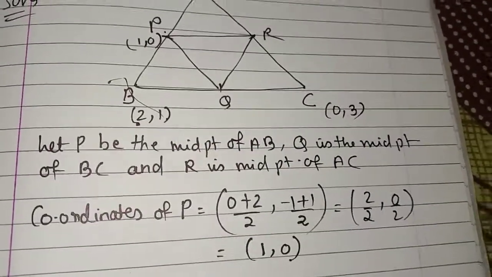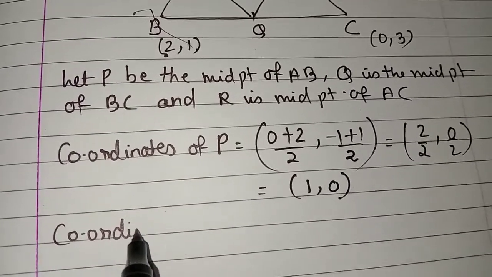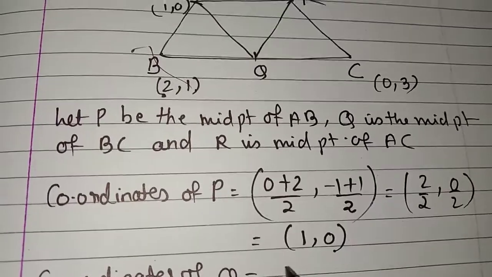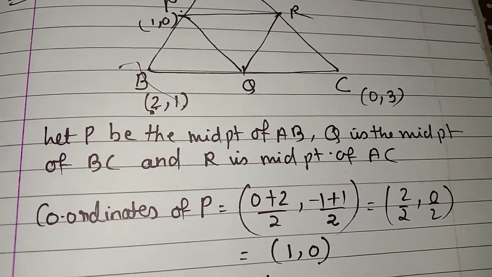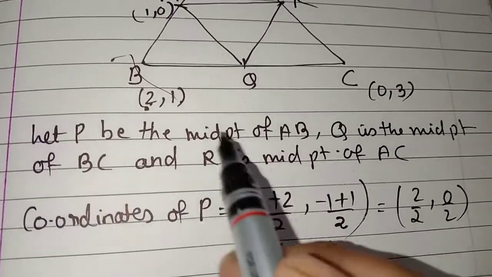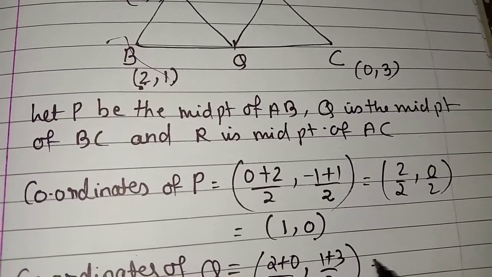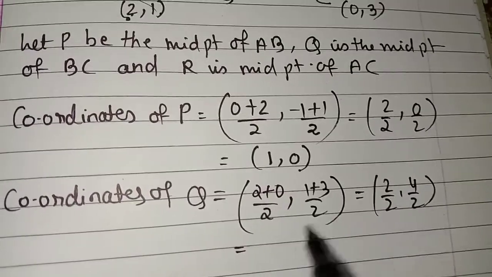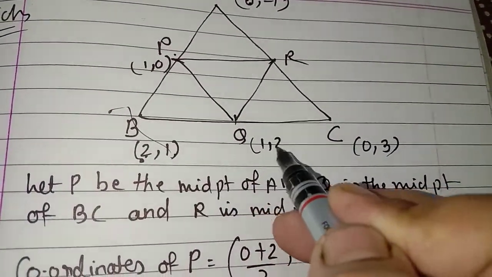Now I will go for Q. Coordinates of Q will be, simply you can see, (2 plus 0) divided by 2, midpoint formula, and (1 plus 3) divided by 2. So it will be 2 by 2, 4 by 2. It is 1, 2. So I got the coordinates of Q as (1, 2).